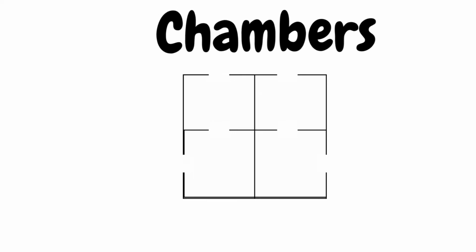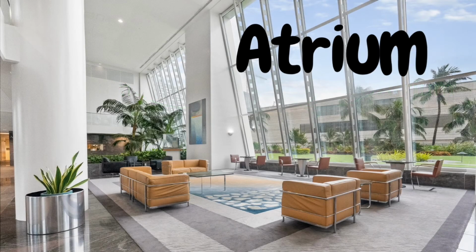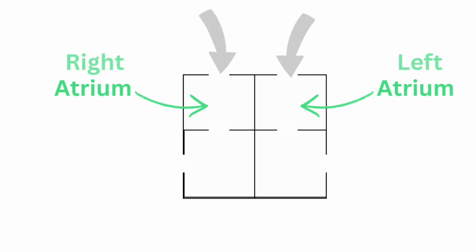Each of these compartments is called a chamber. We use the word atrium to describe the top 2 chambers of the heart. You might recognise the word atrium. It's a Latin word that describes the entrance hall in a building. The atria in a heart are like the entrance hall to the heart because this is where the blood enters first. We call them the right atrium and the left atrium, so we know which one is which.